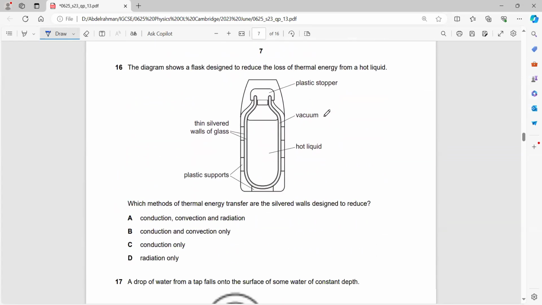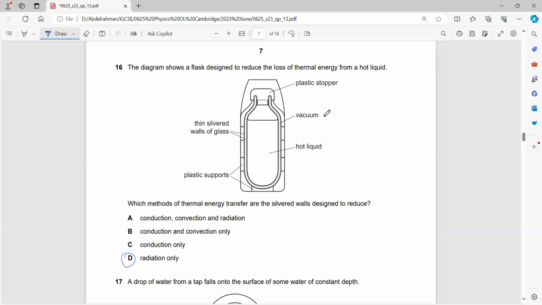Question 16. Which methods of thermal energy are the silvered walls designed to reduce? The silvered walls can reduce the radiation only. Yes, the radiation only.